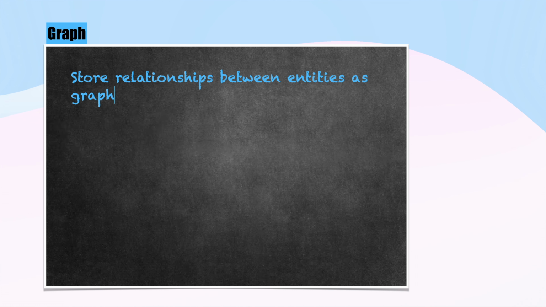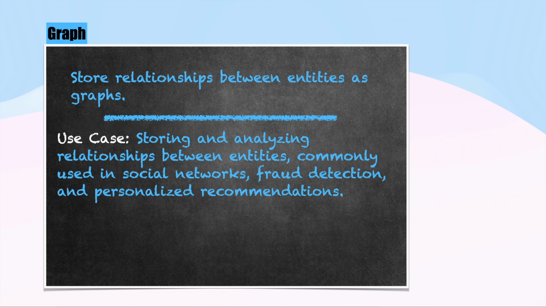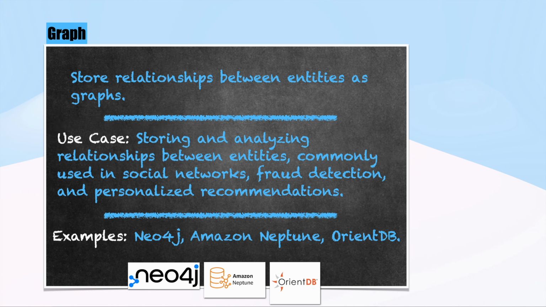So to summarize, graph databases are designed to store and analyze relationships between entities using nodes and edges. They are ideal for use cases like social networks, fraud detection, and personalized recommendations. Examples like Neo4j, Amazon Neptune, and LinkedIn show how powerful and versatile graph databases can be.